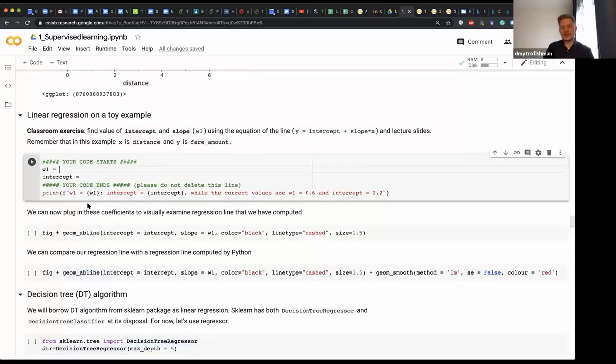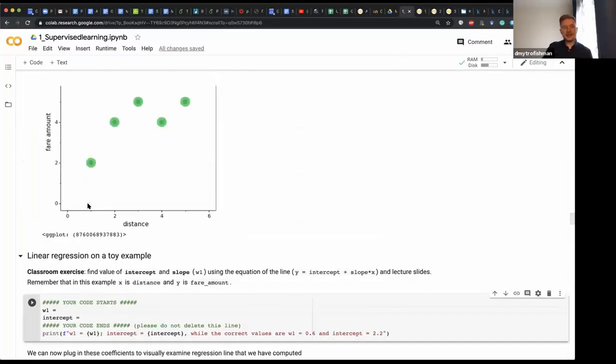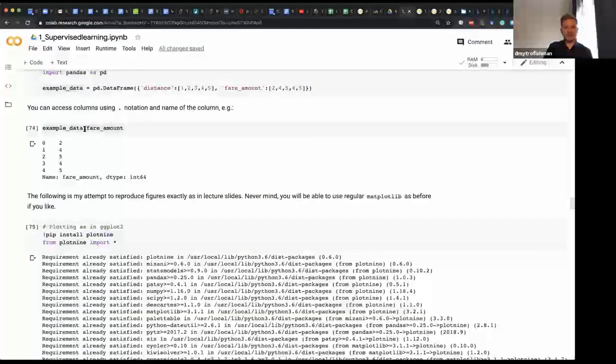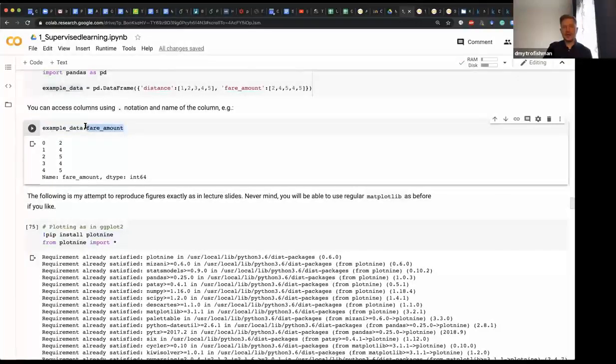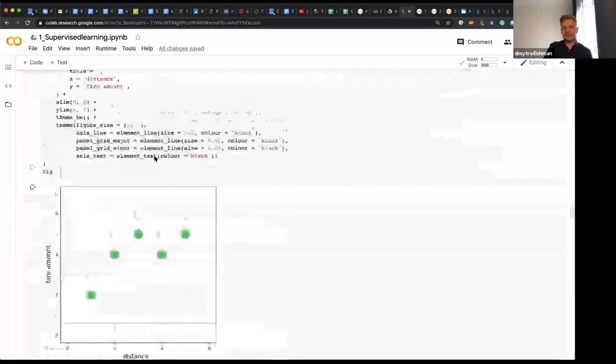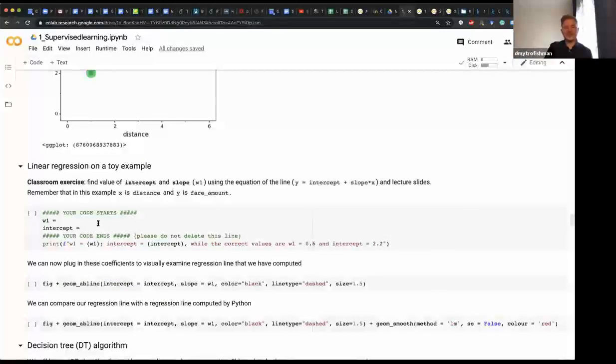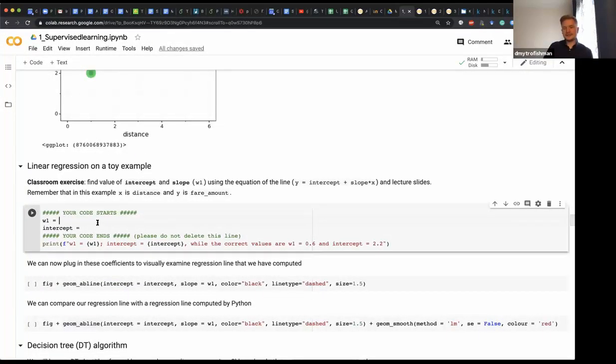And please raise your hands in Zoom if you have done it, so that I know that I can move on as well. Just a tiny bit of time for yourself to see if you can handle the pandas data frames. Pandas data frames are a little bit tricky, but the main trick I already showed you. You can use dot fair amount, for example, to refer to the column fair amount, and dot distance to refer to distance. And you can use my slides to see the formulas.